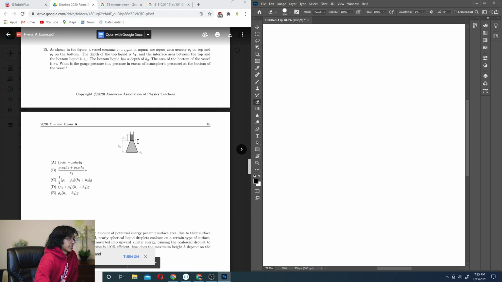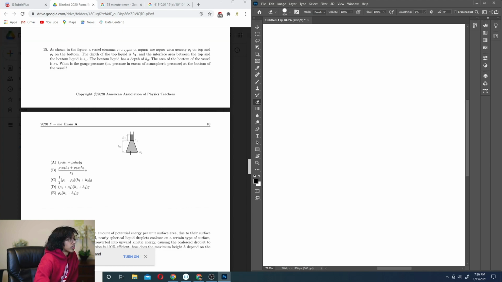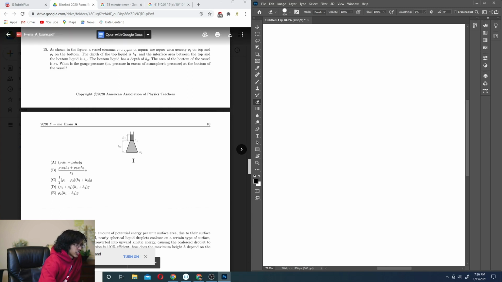And the bottom has h2, and the area is s2. Oh, I hate these ones. Okay, I'm pretty sure, so it's asking for force or pressure? Because I'm pretty sure changing the areas doesn't impact the pressure.